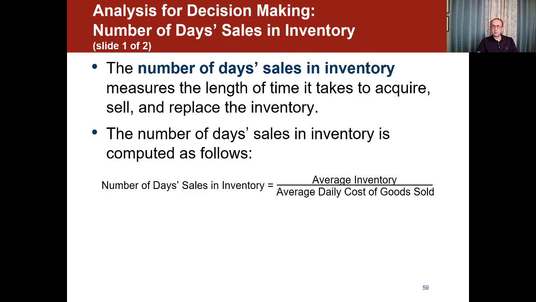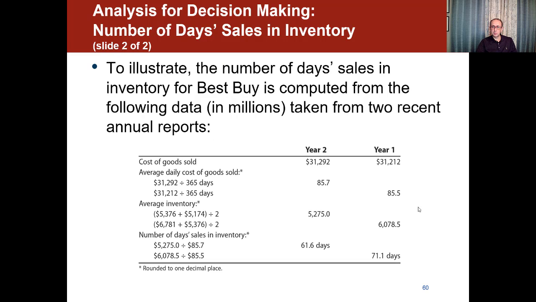Another related ratio is called the number of days sales in inventory, which measures the length of time it takes to acquire, sell, and replace the inventory. How we calculate it is average inventory divided by average daily cost of goods sold. So let's see an example of how we can calculate that. We have the exact same information, and we got our average inventory here, which is 52.75 and 60.78 for year 2 and year 1.